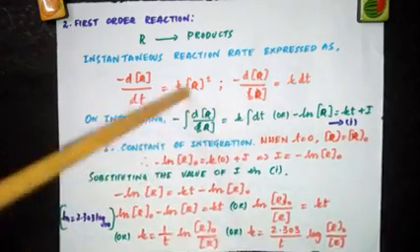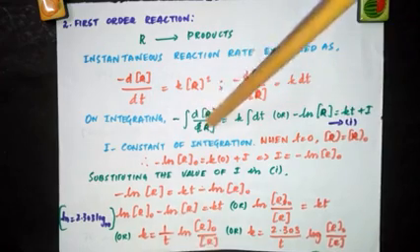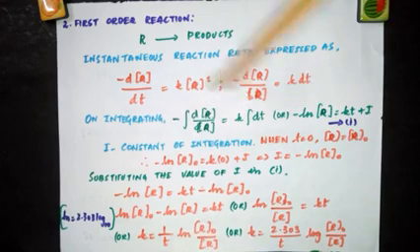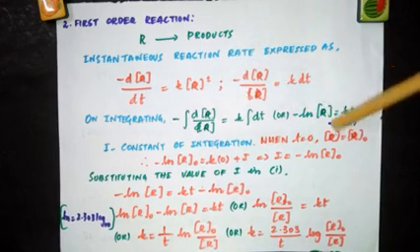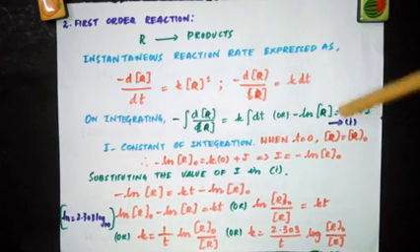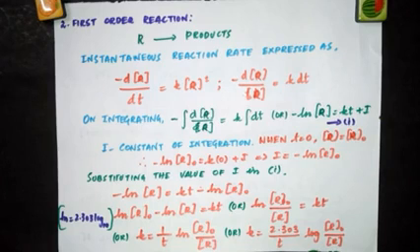When you integrate this, it is like minus dx by x. When you integrate minus dx by x, you will get minus ln x. So here x is the concentration of R. So you get minus ln concentration of R is equal to K times the integral of dt, which gives t, so kt plus I. As I told you already, I is the integration constant. How can we find the value of I? By taking the initial conditions.